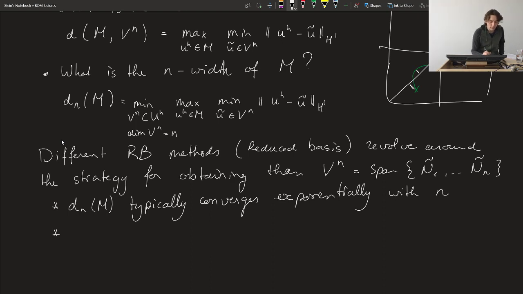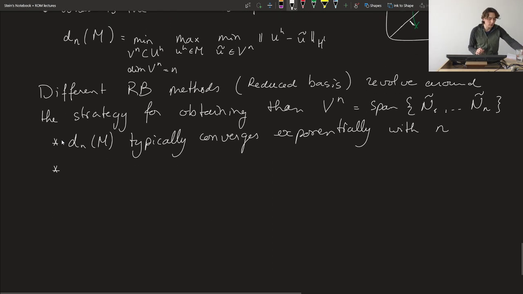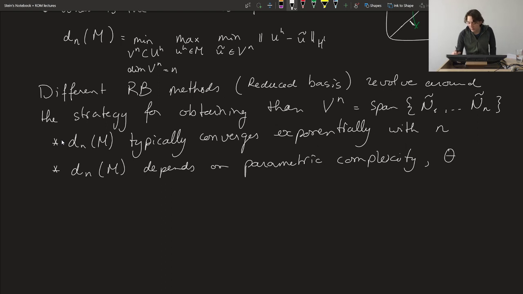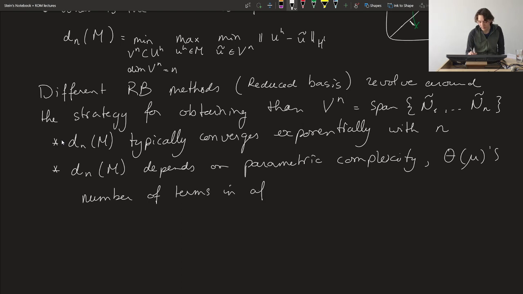Then a little bit more tangible, what does the actual value of dn depend on? Well, first of all, it depends on the parametric complexity. So those might be the theta functions. Those might be the number of terms in the affine decomposition.